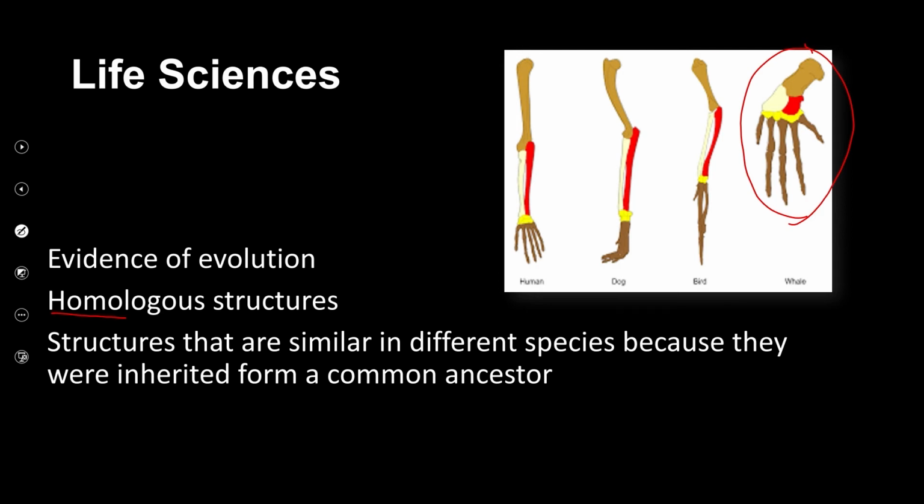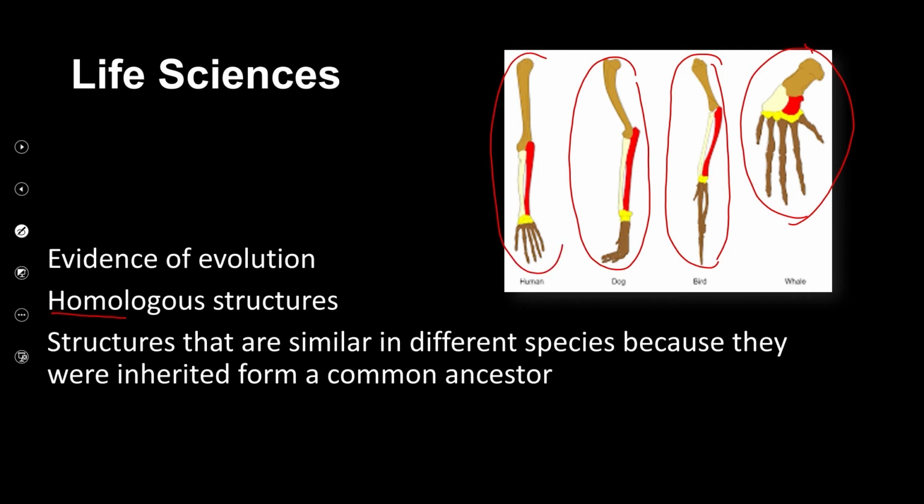This is the wing of a bird, a dog, and a human. Now if we have a look at the bone structure, this is known as the pentadactyl limb, and if we look specifically, we can see the different parts, and what they've done is they've colored the parts the same.